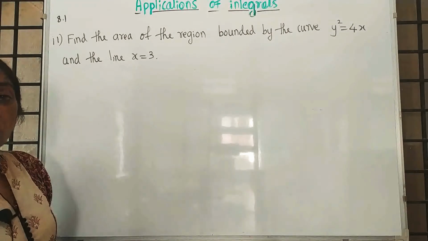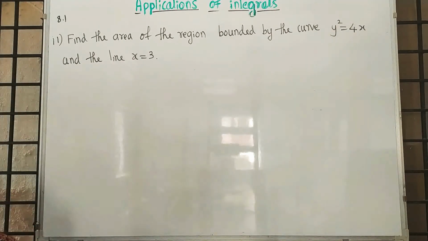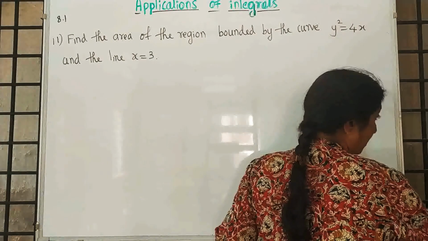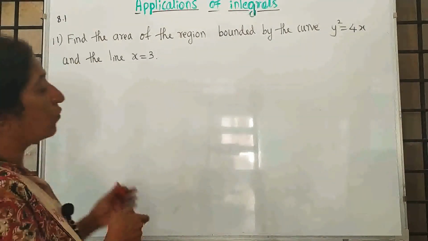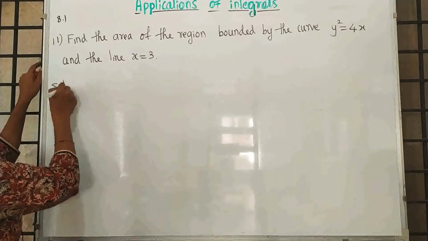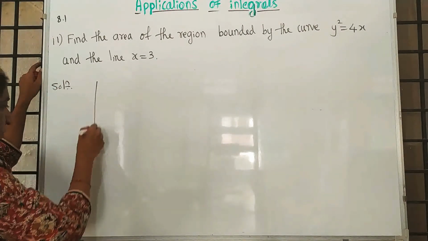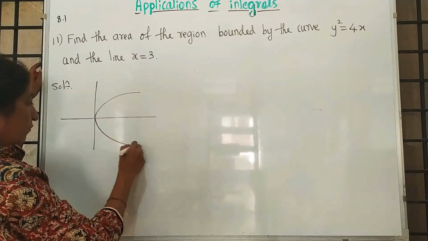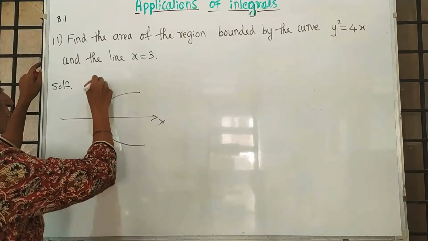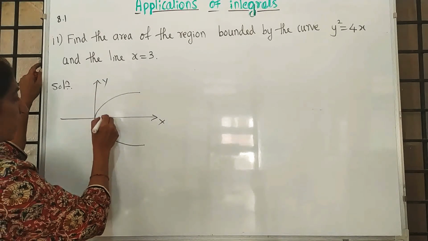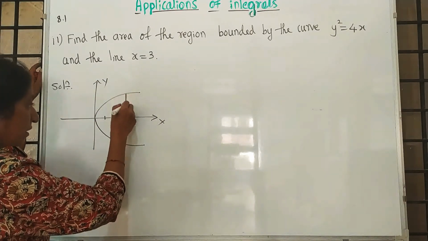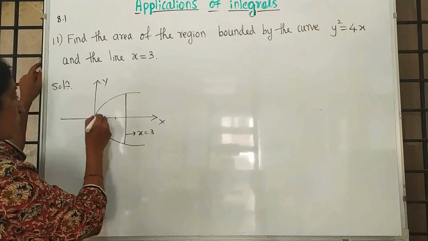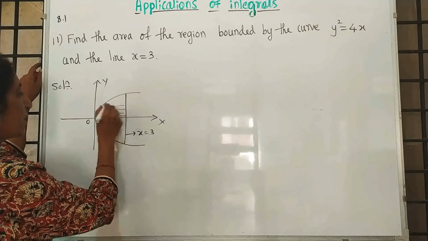See here, they have not mentioned whether it is in the first quadrant or up to the x axis. They are giving you y square and the line. See, y square is equal to 4x is what? It is a parabola that opens in the positive direction of the x axis. This is the curve y square is equal to 4x, and this is the line x is equal to 3. So the shaded part is the required area.